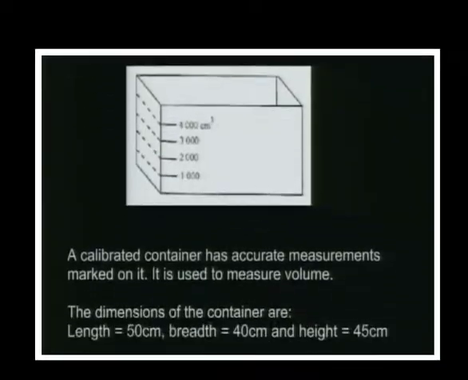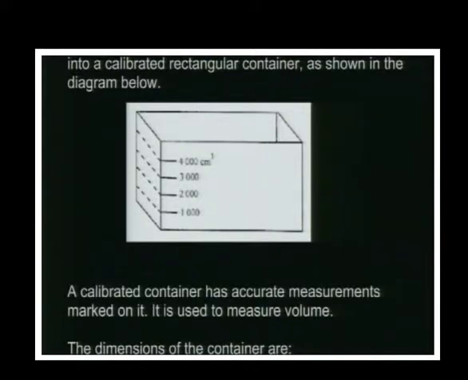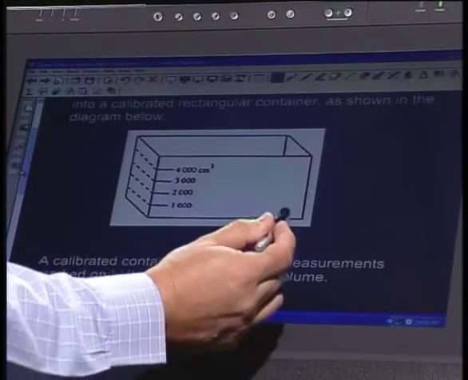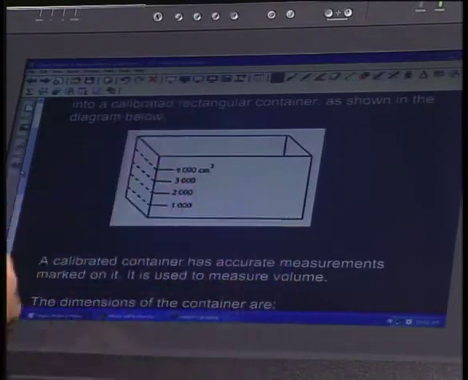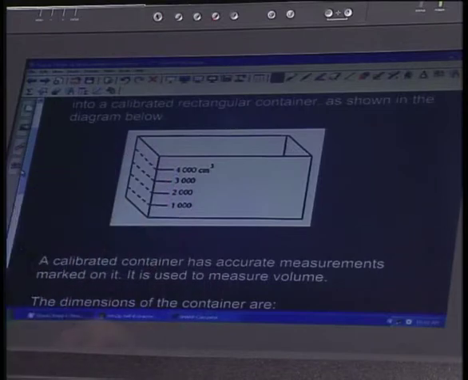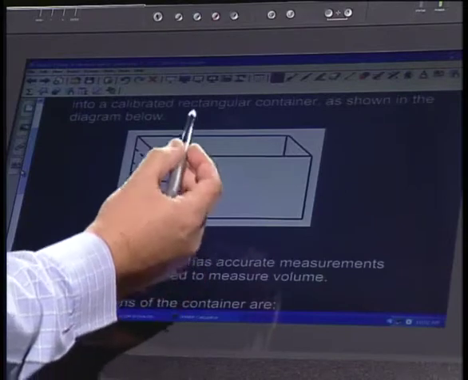Let's have a look at this. It says here, a calibrated container has accurate measurements marked on it. It is used to measure volume. So if we look at this diagram that's given to us, you can see that we do have a rectangular prism. The bottom is a rectangle, and it also has a height. On this whole shape, we have little markings, and these markings are telling us the volume. When we work with units in volume, we work with cubed. So if you look at our diagram, it says quite clearly 1,000, 2,000, 3,000, 4,000 centimeters cubed.